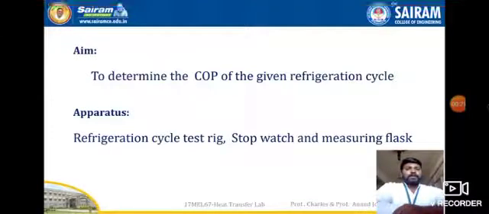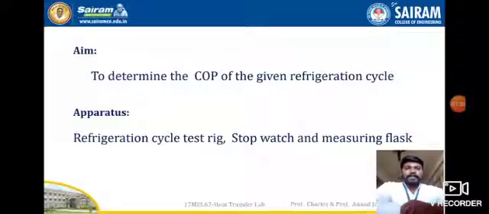The aim of the experiment is to determine the COP of the given refrigeration cycle. Here COP stands for coefficient of performance. For any engine, you get some efficiency, or for a student, performance is calculated based on marks. In the same way, the performance of a refrigerator is determined by the coefficient of performance, that is COP. In this experiment we are going to determine the COP of the given refrigeration cycle.